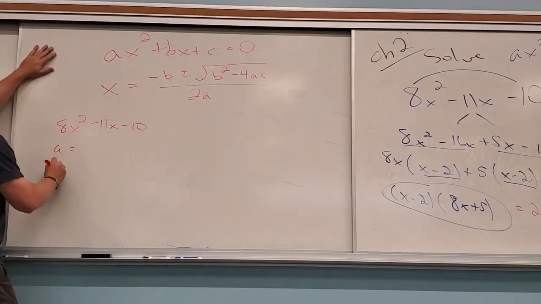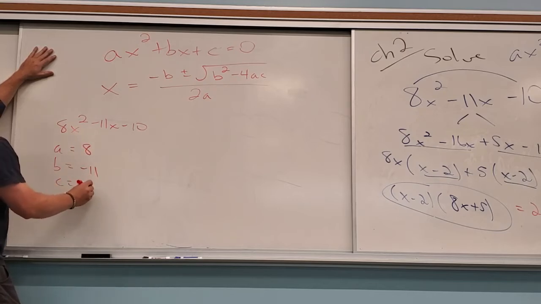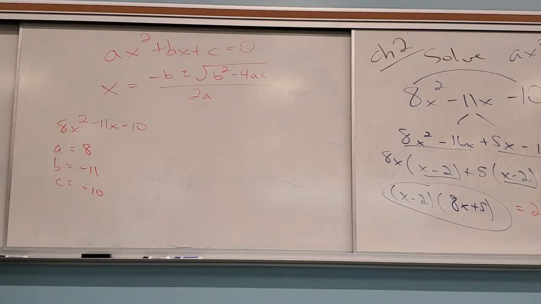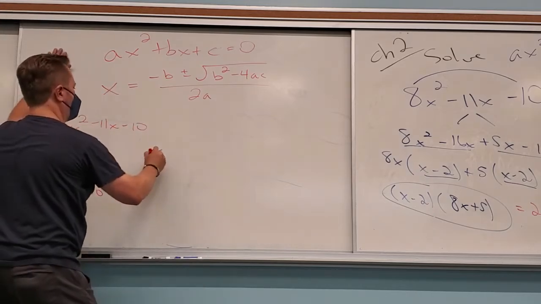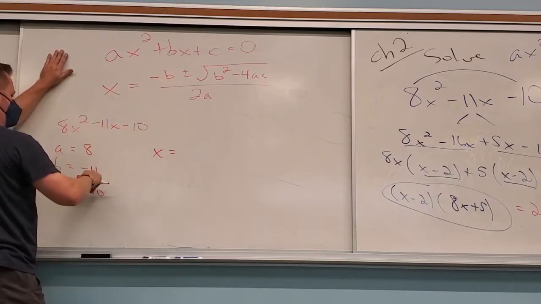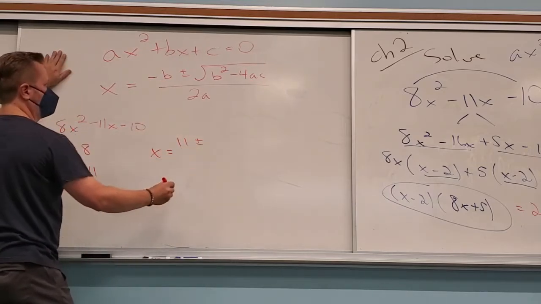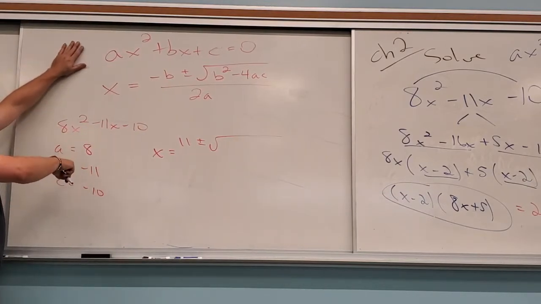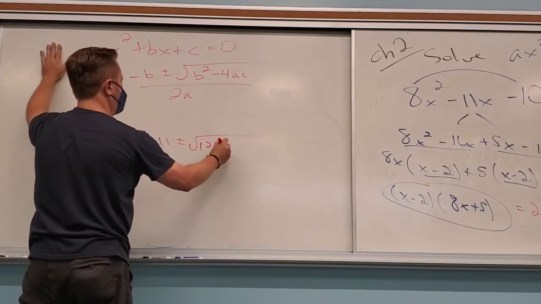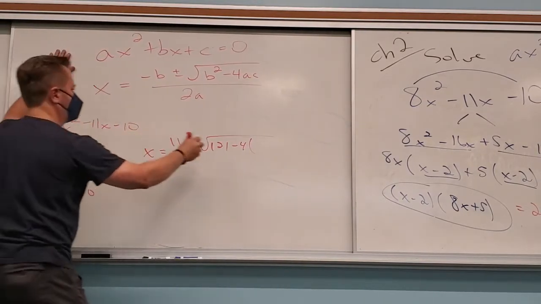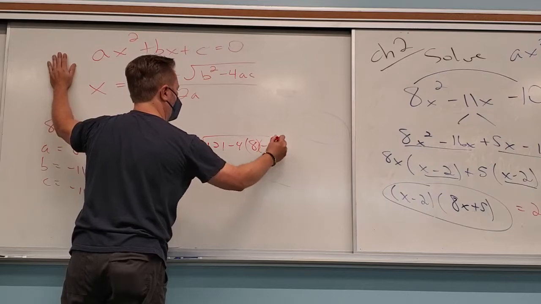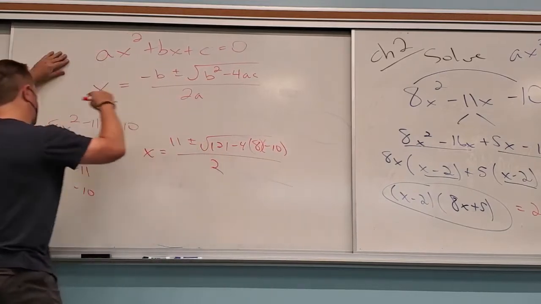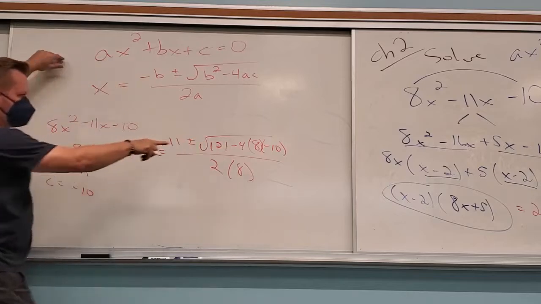So real quick, if I do this for that problem, what is a, what is b, what is c? a is 8, b is negative 11, c is negative 10. Pretty simple, just what's in the right place. And then you just plug that stuff in. So see what we get. We get negative negative 11, which is 11, give or take the square root of b squared, which would be 121, right? Negative 11 squared is 121 minus 4 times 8 times negative 10, all over twice 8.